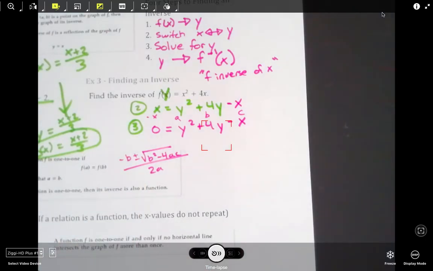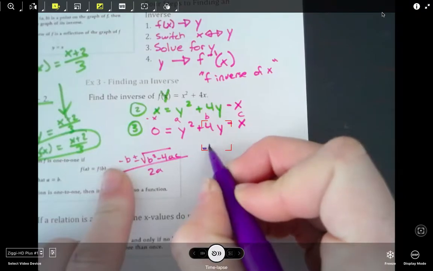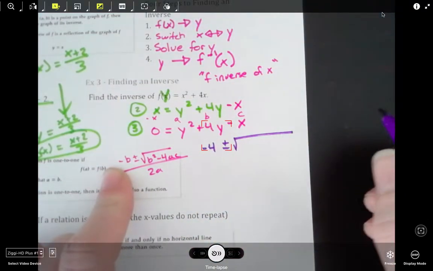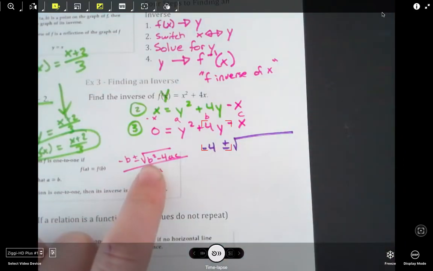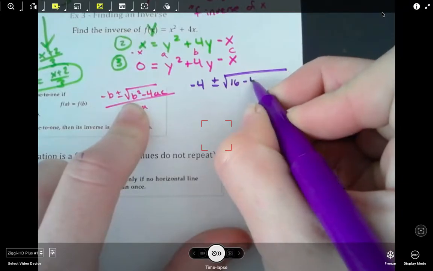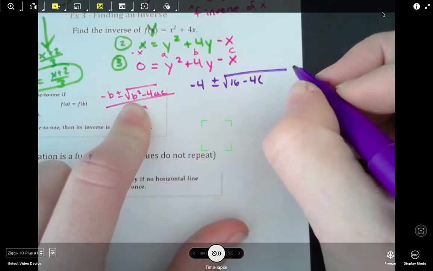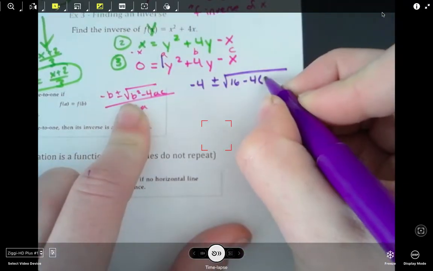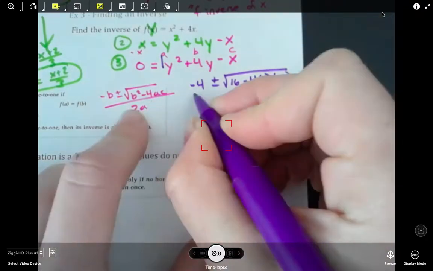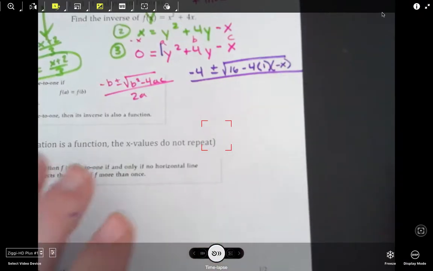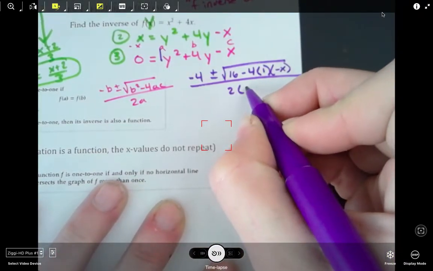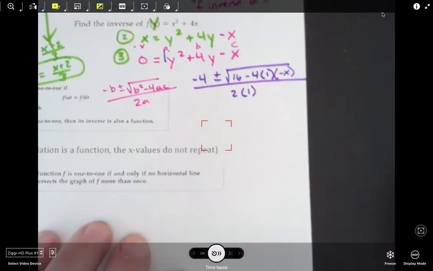No. b is 4. So we have negative 4 plus and minus the square root of b squared is 16 minus 4 times what's a? 1. And c is negative x. Okay, that looks kind of funny, but that's fine. 2a, a is 1.